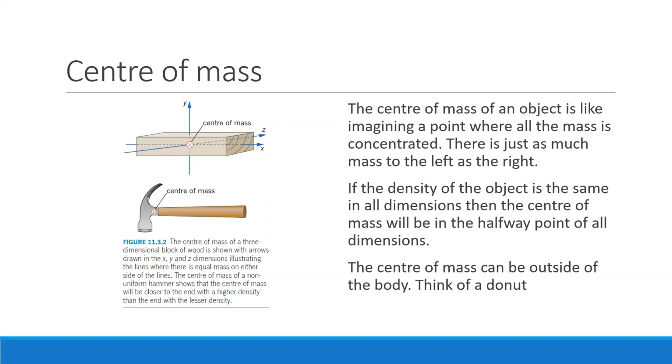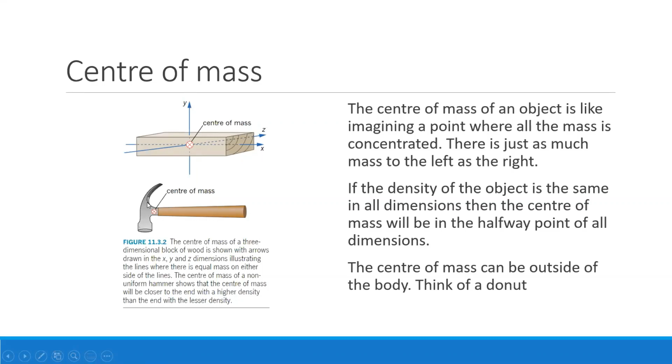If the density of the object is the same in all dimensions, then the center of mass will be at the halfway point of all dimensions. So that's what this picture at the top is. For a lump of wood, because the wood is the same in all dimensions, it's going to be in the middle. The mass of the hammer is a bit different. Obviously, there's metal at one end and wood at the other.